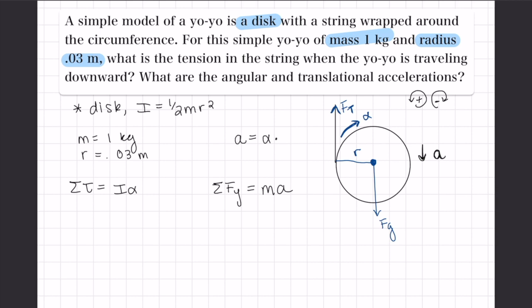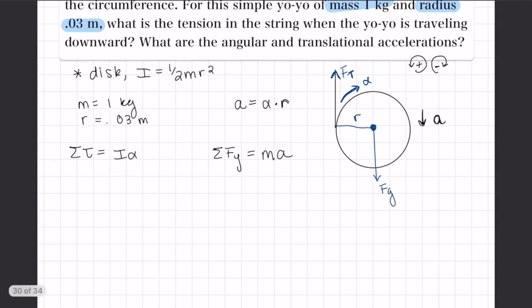The only other equation that I want to throw on here is that translational acceleration is angular times r. Because there are so many ways to connect rotational and translational, they can ask for a lot of values, even though it seems like you don't have a lot of equations. You have more than you think, it's just a lot of substitution. We'll see that in this problem.